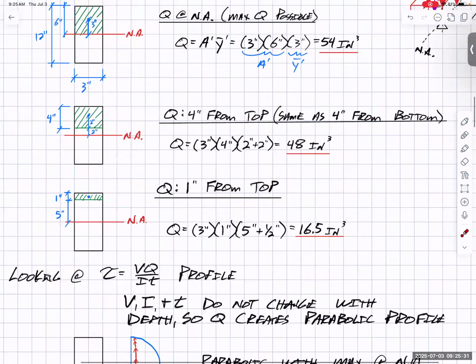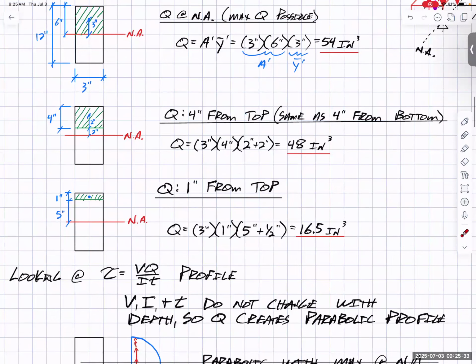Well, let's do one more example. What about 1 inch from the top or 5 inches from the neutral axis? Well, the area, once again, is easy. It's just 3 times 1 for a total of 3. What am I doing for its centroid distance away from the neutral axis? Well, this little distance in here, because it's 1 inch, that would be a half an inch, right? But then I have to get the rest of the way down, which is at 5 inches, multiply that together to give me 16.5. And what I see is it's not only decreasing, but it decreases exponentially.